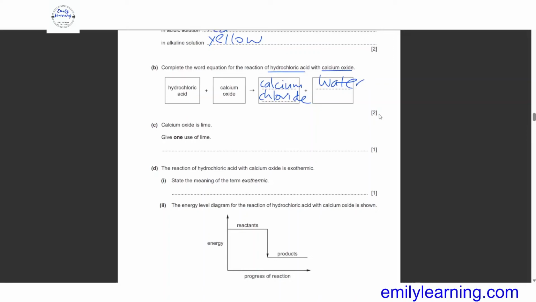Okay, next, calcium oxide is lime. Name one use of lime. So just make any use. Lime has many purposes. It can be used to neutralize acidic soil. There are also other answers. You can say making cement, making steel, flue gas desulfurization, making glass.